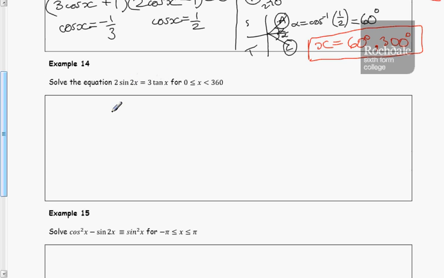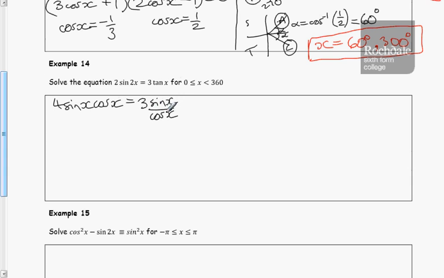So sine 2x is going to be replaced with 2 sine x cos x, times it by the 2 that's already there, and we get 4 sine x cos x on the left hand side. On the right hand side we've got 3 tan x, which means at the moment we would have sine and cos and tan. So let's replace tan x with sine x over cos x. At least now we only have 2 trig functions instead of having 3 trig functions.